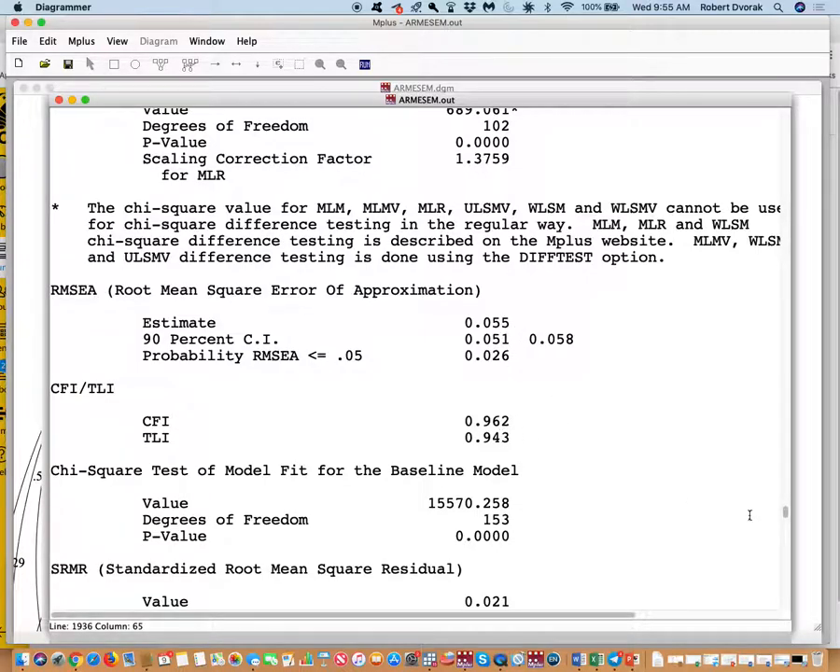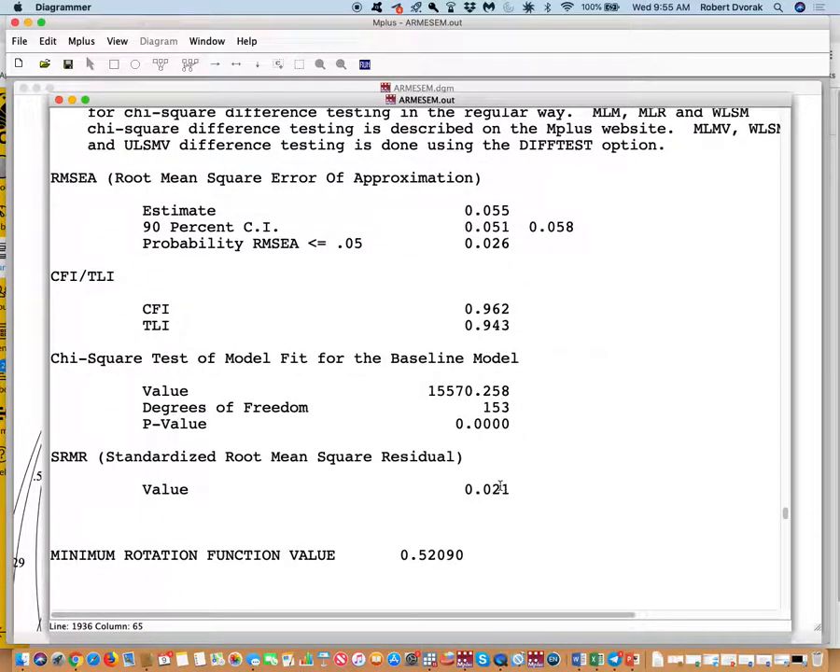CFI, TLI, how's that look? Yeah, those both look great to me. SRMR, how's that look? Good. This model right here, I am totally cool stopping and saying this one is good, even though we do know that a four-factor model fits better than a three-factor model statistically, right?